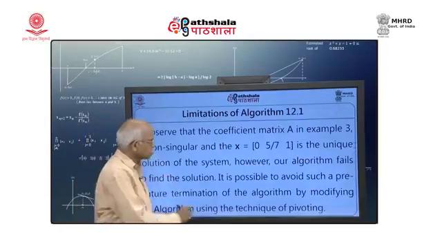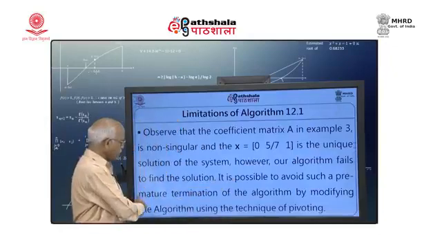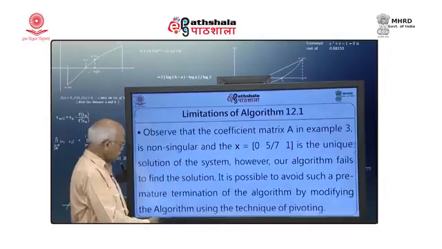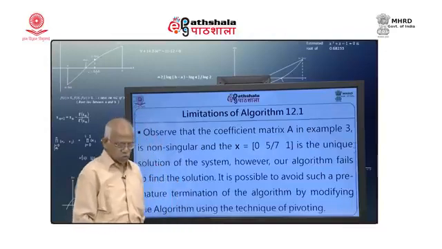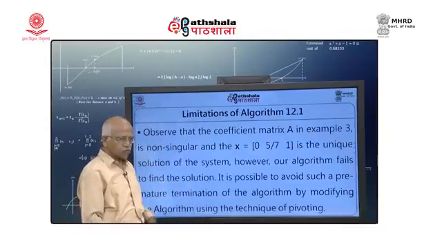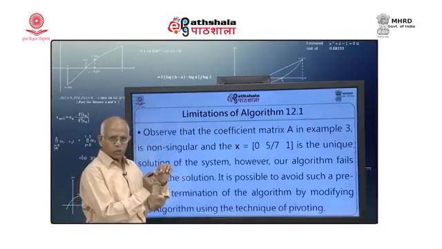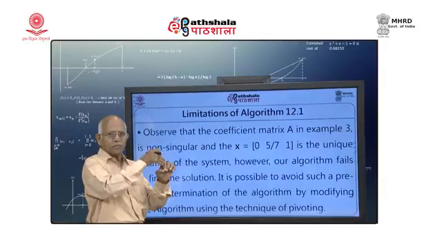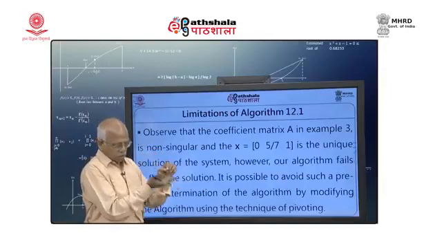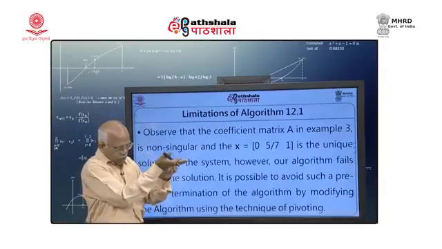It is possible to avoid such a premature termination of the algorithm by modifying it using the technique of pivoting. What we are doing is trying to avoid getting zeros in those locations. We will do additional elementary row operations and bring a non-zero element in that position by interchanging rows from below the current row.